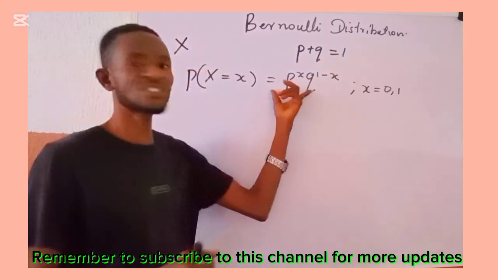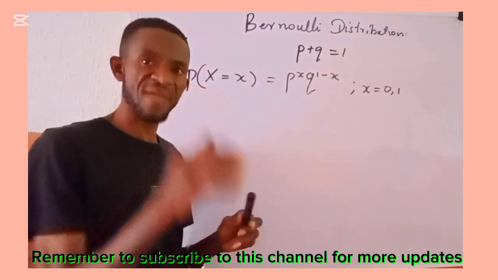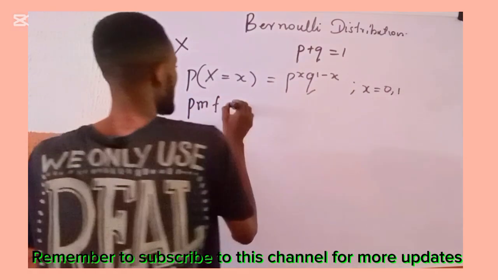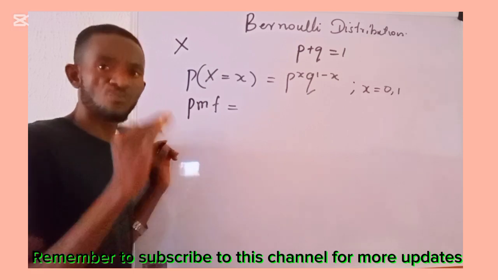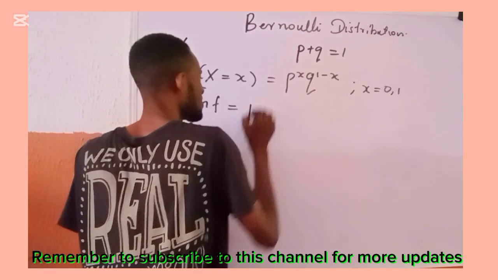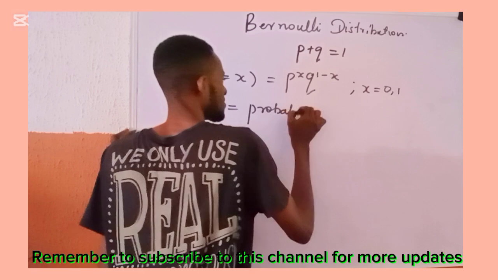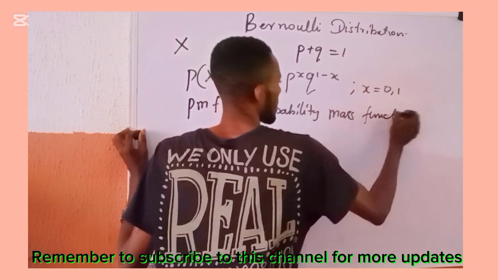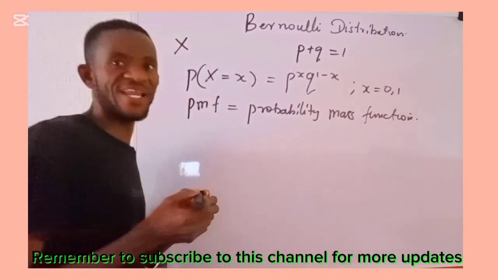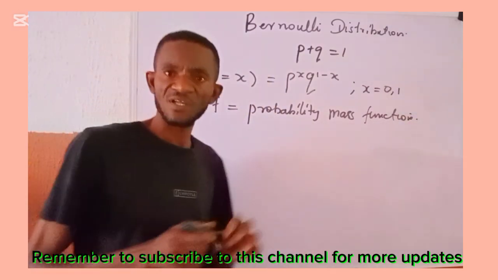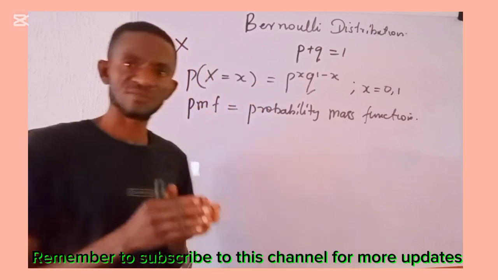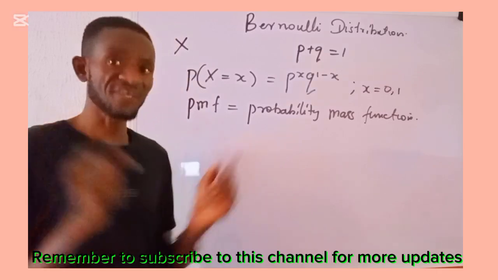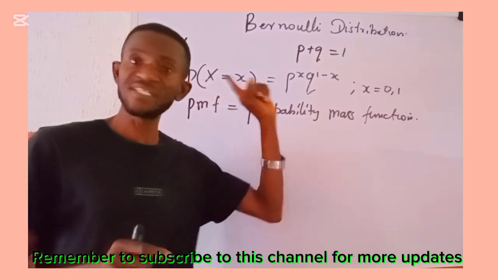Now, this thing I have written on the board is what we call the PMF. It is called PMF. The full meaning of PMF is probability mass function. Do you remember earlier that we said that a distribution is a mathematical function that describes all the possible values and the probabilities of a random variable within a given range? That was what we said about a distribution earlier.